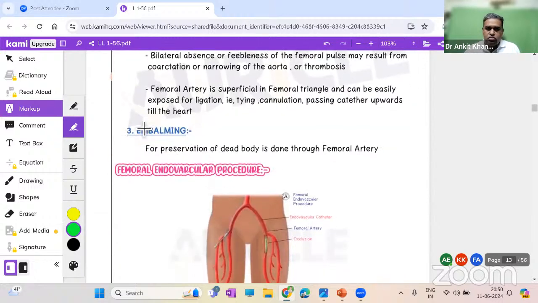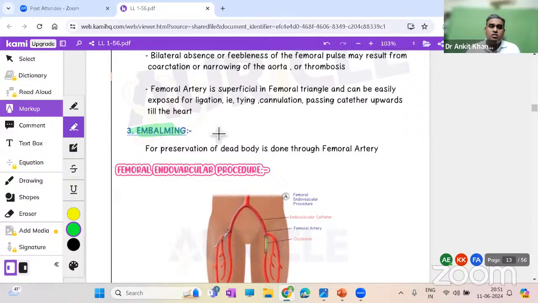The embalming also, particularly for me as an anatomy faculty, we have done this for years and years in our departments to embalm the body. We use the femoral artery. We can use even the carotid arteries, but normally most of the colleges I've seen prefer the femoral artery. Even carotid is also not that difficult.